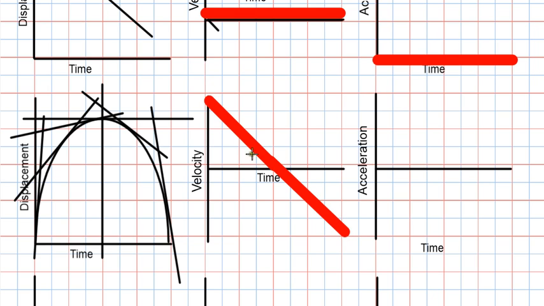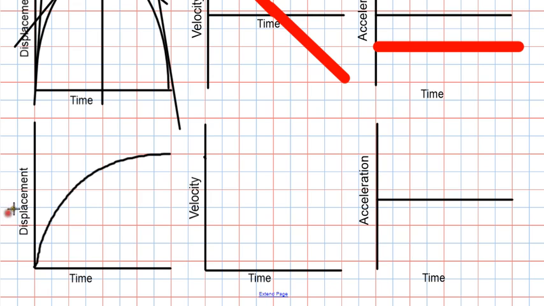Now from here, we can see that this is, or at least it should be, a straight line with a negative slope. So it's a constant negative slope, and that would look like this for our at graph. So our at graph with a negative acceleration is from a displacement graph that has a parabolic curve to it. And the last one, this one is going to be the most complicated.